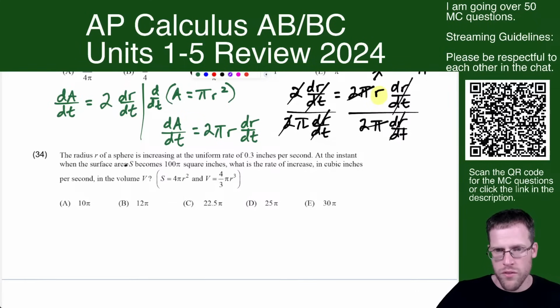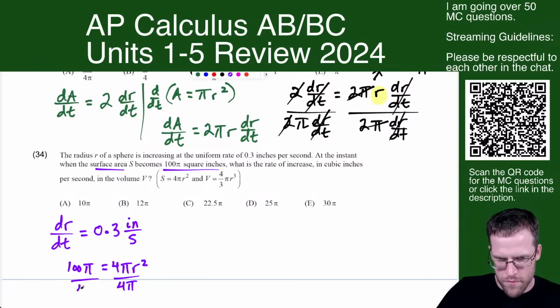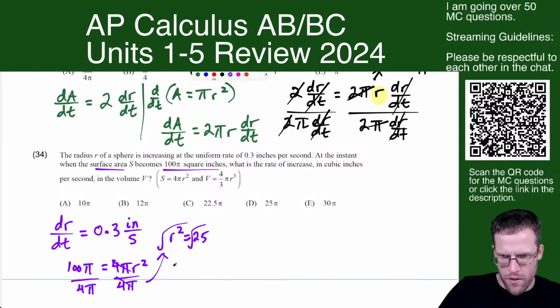So, more related rates. We have the radius r of a sphere increasing at a uniform rate. So dr/dt is 0.3 inches per second. And at the instant when the surface area becomes 100 pi, surface area is S equals 4 pi r squared. So if we set 100 pi equal to 4 pi r squared, we divide by 4 pi, and this tells us that r squared equals 25. So square root both sides, or do the math in your head, and r is equal to 5. So what is the rate of increase?